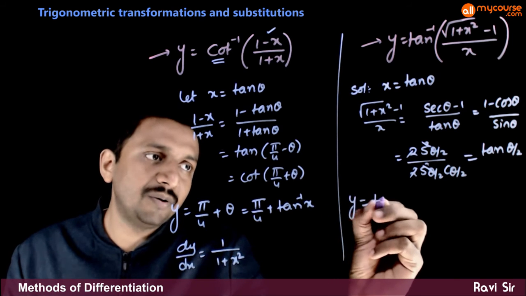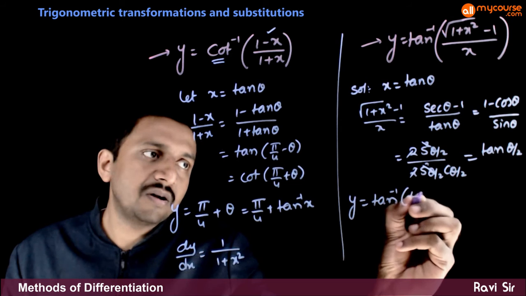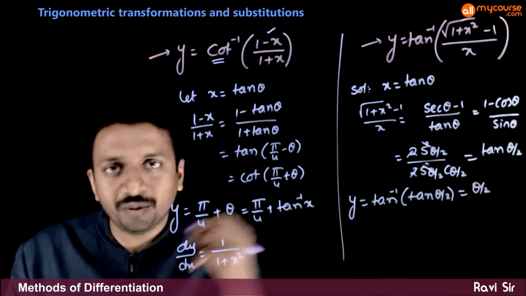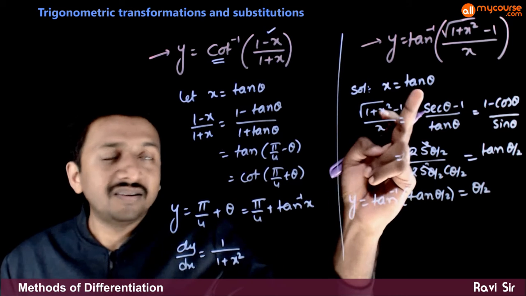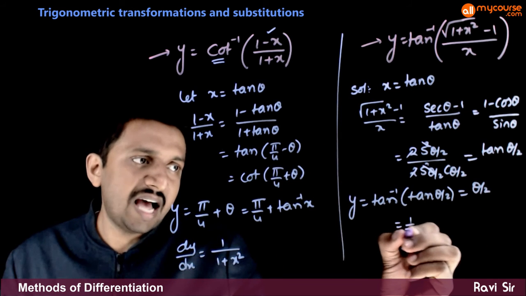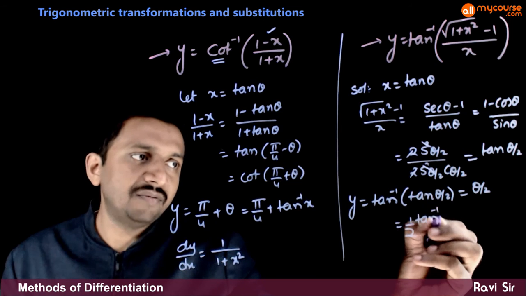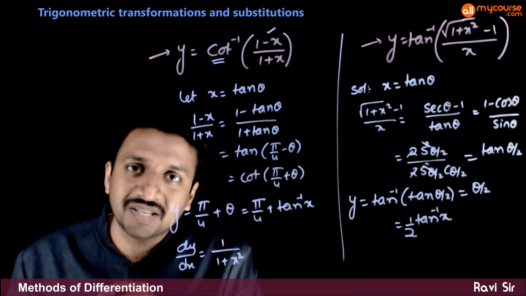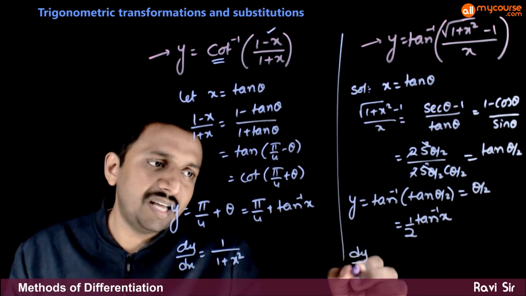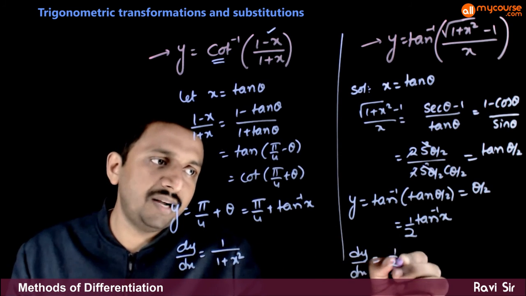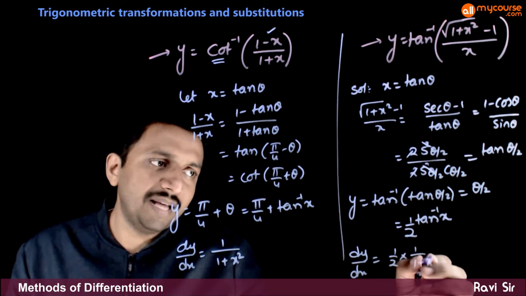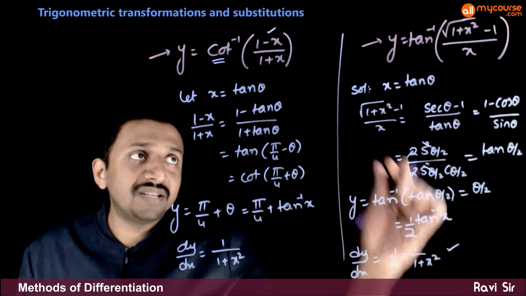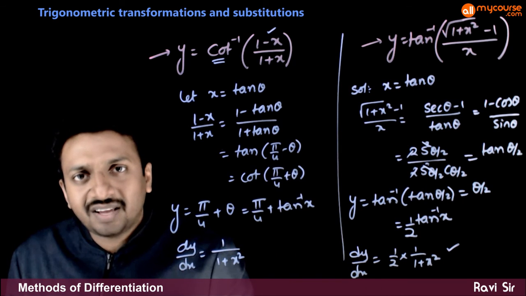So y is equal to tan inverse of tan theta by 2, which is equal to theta by 2. And what is theta? Theta is tan inverse x, so this is half tan inverse x. So this whole expression effectively is half tan inverse x. So dy by dx is equal to 1 by 2 times 1 by 1 plus x square. So this will be the differentiation of this function. Easy, right?